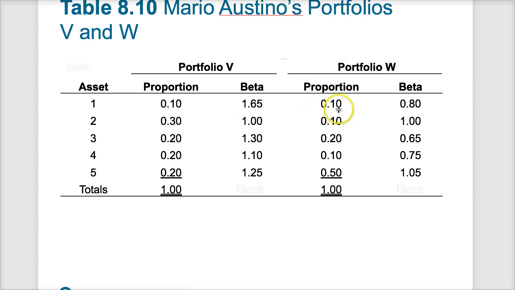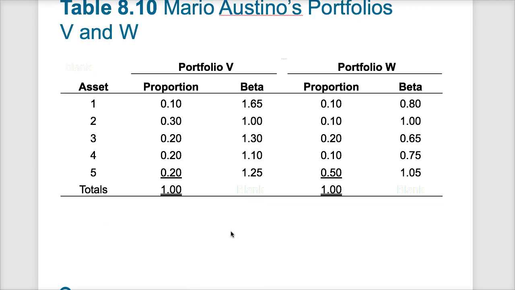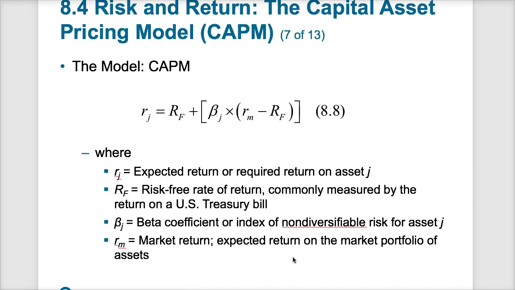But asset 1 is also 10% of W portfolio with a beta of 0.8. So if we're looking to compare these two betas, these two portfolios, we can create a weighted average beta for both of these portfolios, which I'll show you in the spreadsheet video. Okay, let's go back to the capital asset pricing model.